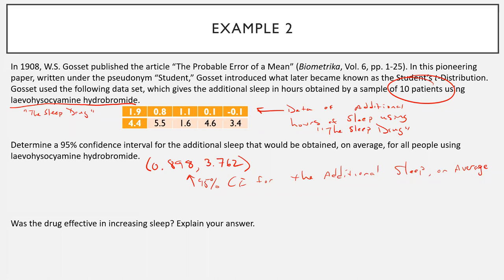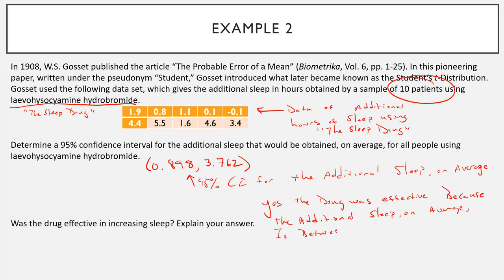All right, so let me help you out here. Do you notice how the confidence interval doesn't go below zero? If the confidence interval had gone into the negative numbers, we couldn't say that the additional sleep was any different from zero. But since the confidence interval is strictly positive, yes, the drug was effective, because the additional sleep on average is between 0.898 hours and 3.762 hours. So that means when you take the drug, on average, you get more sleep.